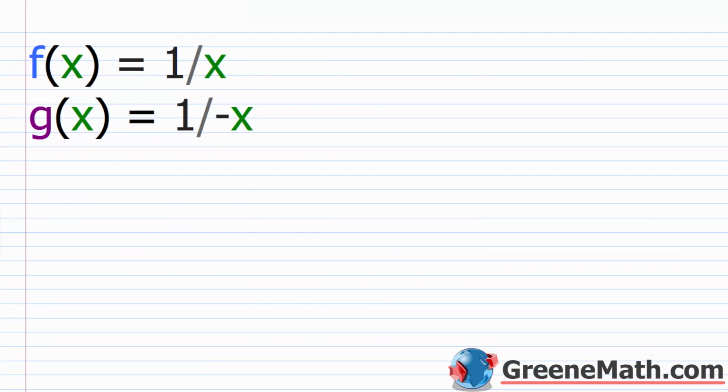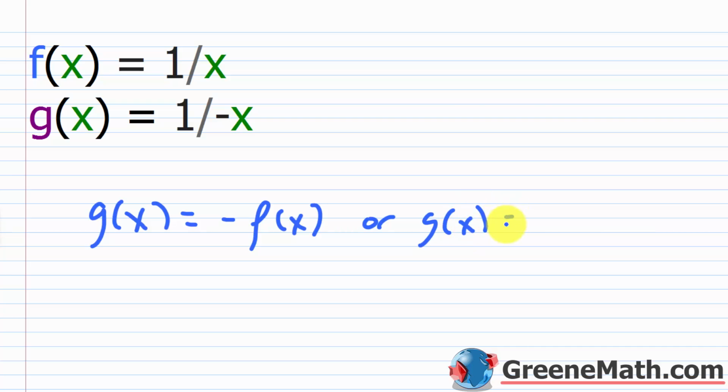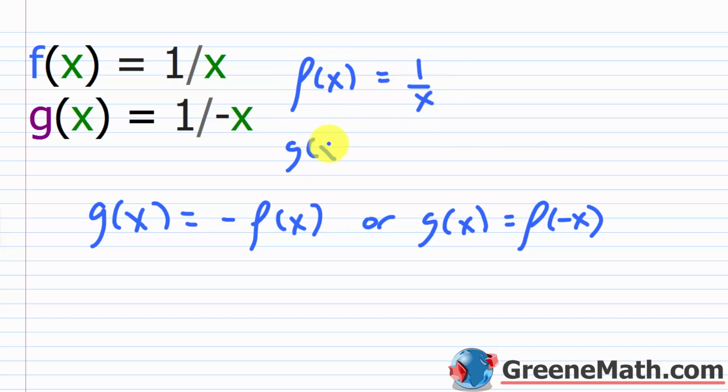All right, so let's look at one that's a little bit tricky, and this is going to come up again in our next lesson. Suppose we have f of x equals 1 over x, and g of x equals 1 over negative x. So how can we define g of x? Is it the negative of f of x, or is g of x equal to f of negative x? Let's think about this. Again, f of x is 1 over x, and g of x is 1 over negative x.